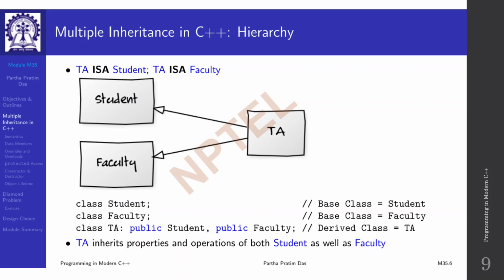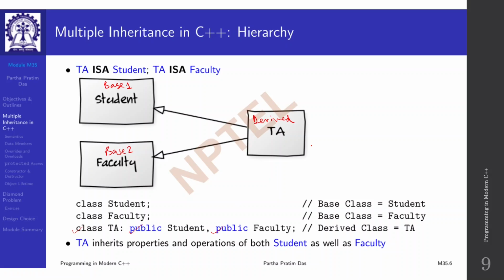Next, sir went over multiple inheritance. Multiple inheritance basically means that one derived class object inherits from two base class objects. Here is base class object 1 and base class object 2, and this is the syntax. class TA inherits from student and faculty. So we separate the classes with a comma.